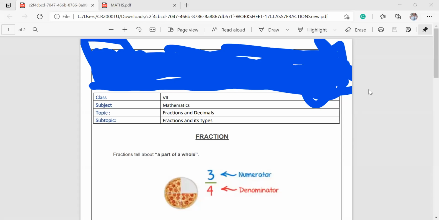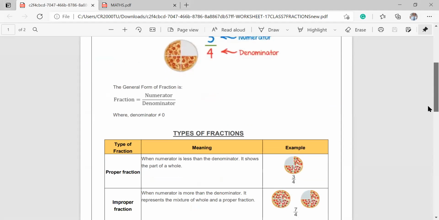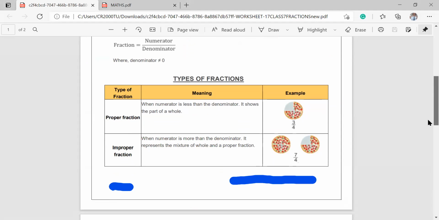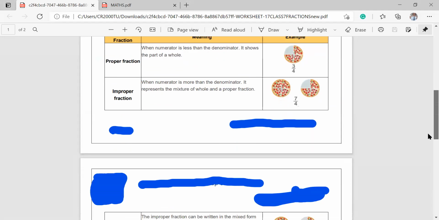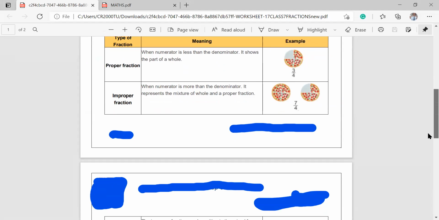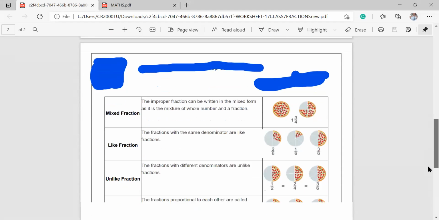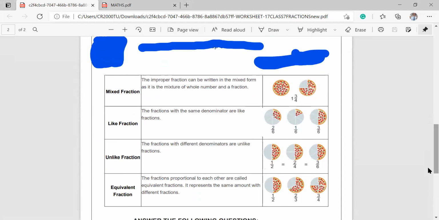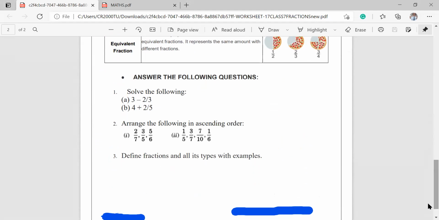So let's go to the screen share. Yes, so we have a screen share in front of us. And yes, we have already learned what is a fraction, what is a numerator and denominator, why isn't 0 the denominator, and we have learned 6 types of fractions, which are proper fraction, improper fraction, mixed fraction, like fraction, unlike fraction, and the equivalent fractions. And so we are now on the operations of these fractions.